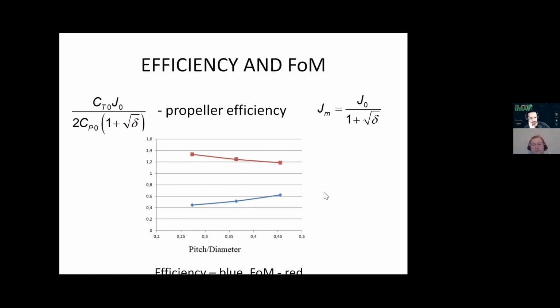So for every flight task we must choose some point that gives us the best total efficiency, the best total energy consumption. So we must keep it in mind.